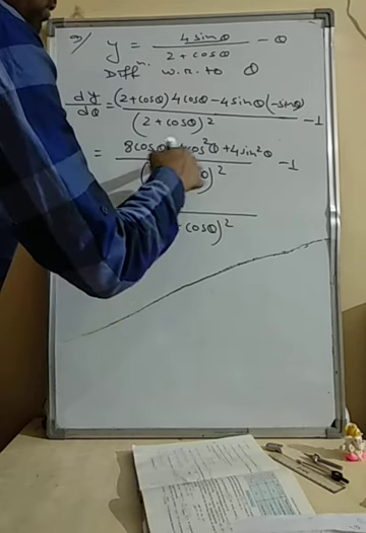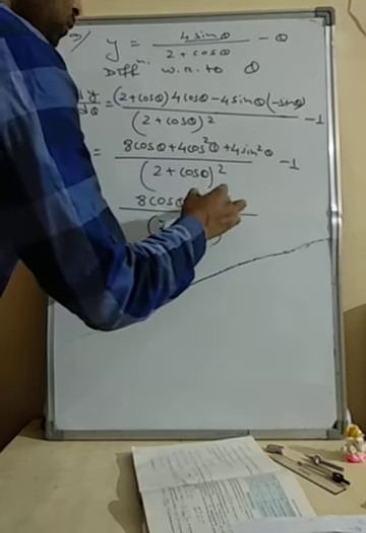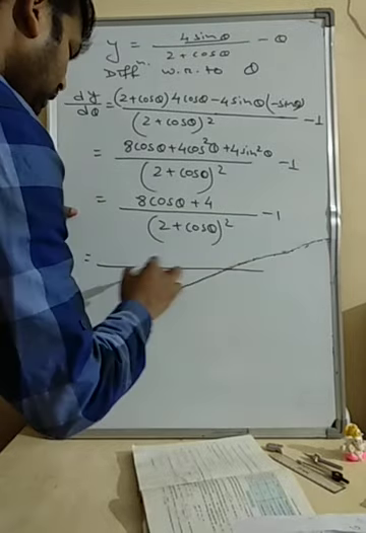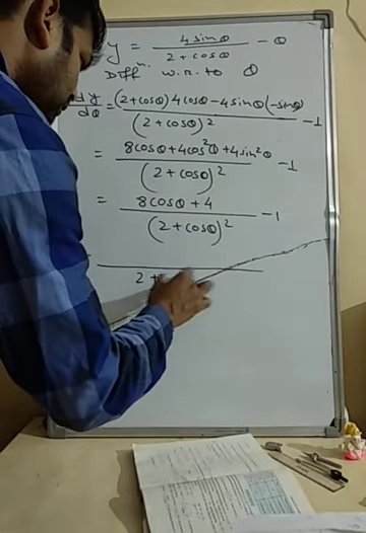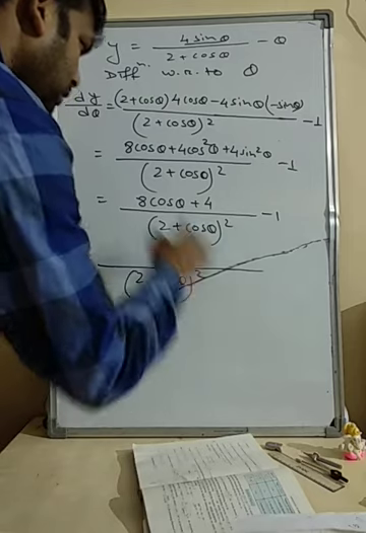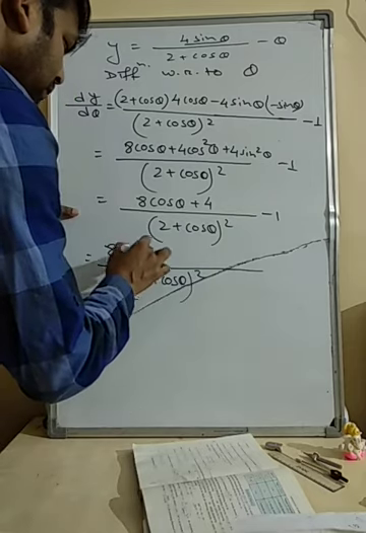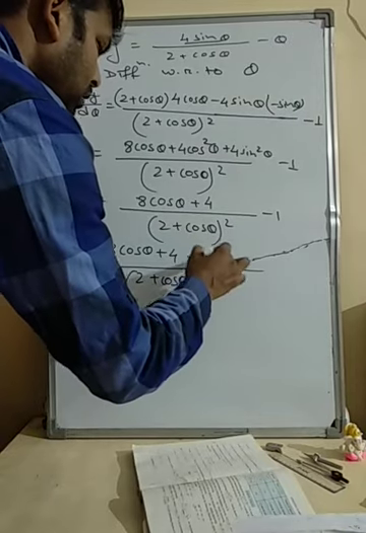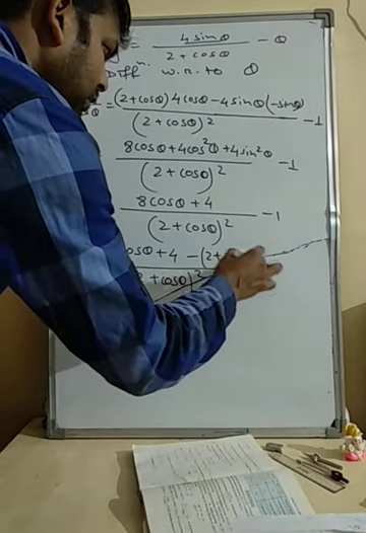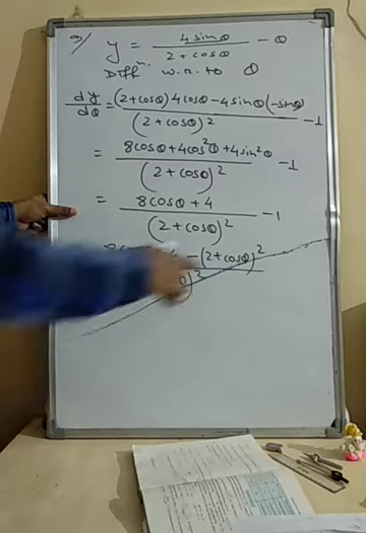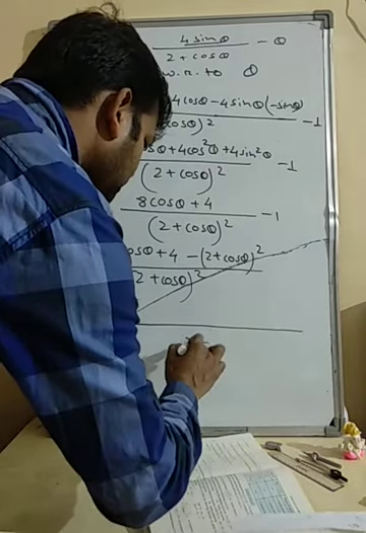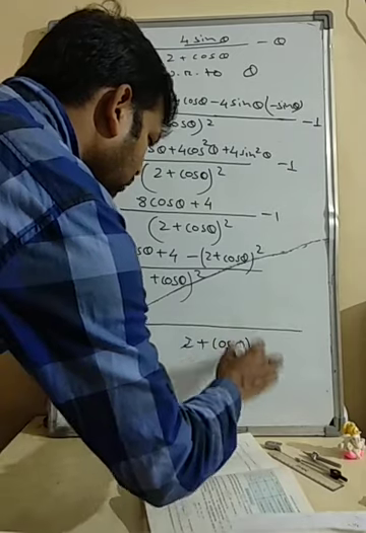If I take 4 common, cos square plus sin square is 1, that is 4 minus 1. If I take the LCM now, what will it be? 2 plus cos theta whole square. It will be as it is, 8 cos theta plus 4, then minus 1 into 2 plus cos theta whole square, that is 2 plus cos theta whole square. Now break it.